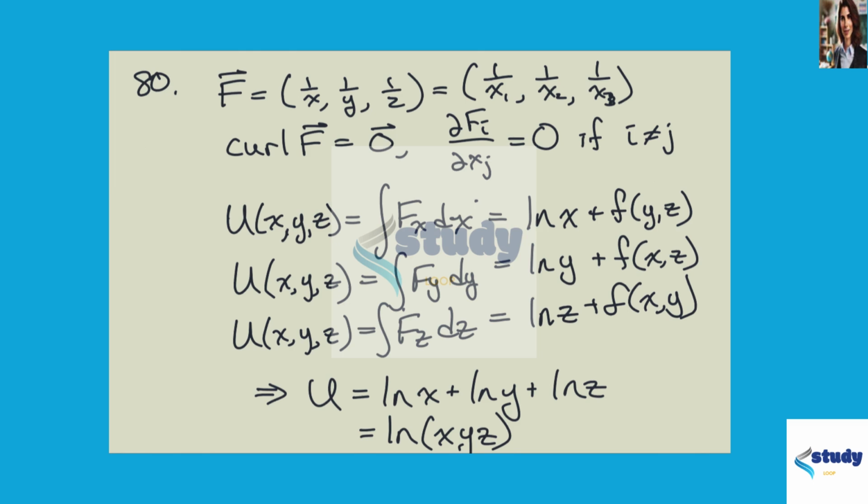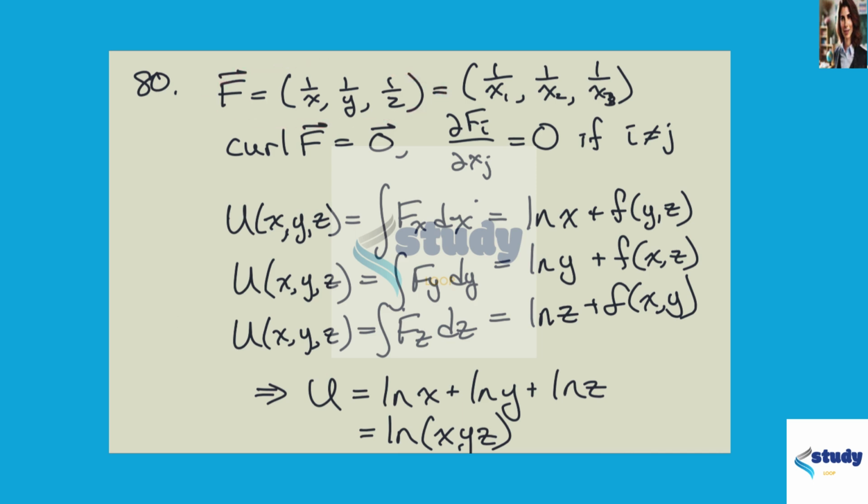Here we're given a vector force field that winds up being 1 over x in the horizontal direction, or the i direction, 1 over y in the y direction, and 1 over z in the z direction. We can also write this as 1 over x1, 1 over x2, 1 over x3, where x1 is x, x2 is y, x3 is z. And if we take the curl of this, we can see that in fact it is 0, and all those relationships are satisfied from the previous problem, and this is in fact a conservative field.